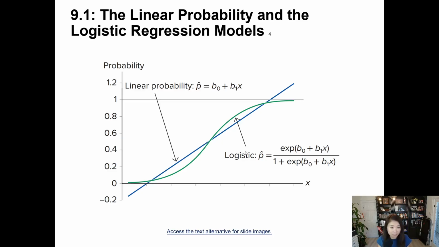So therefore, like I said, when you are thinking about predicting any binary outcome, the best choice is the logistic regression model instead of the linear probability regression model. Okay.